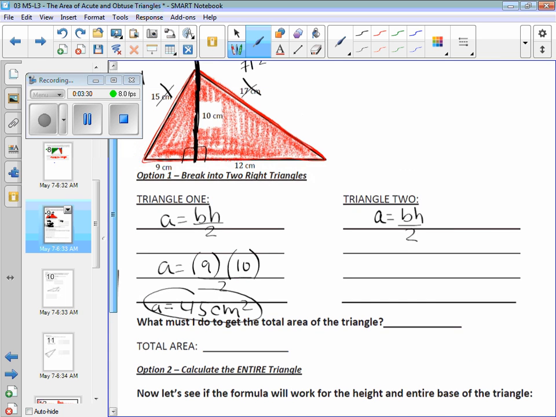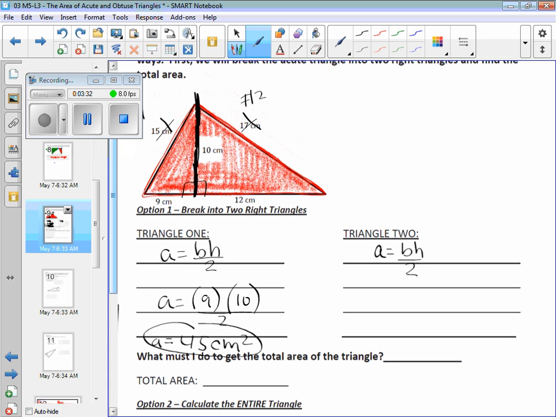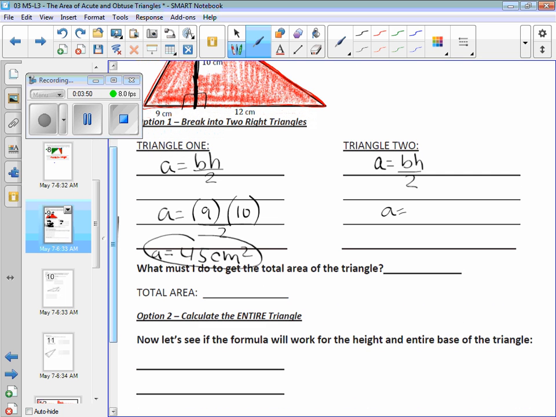Now, what's great about this, when you split it up into 2 separate triangles, they share the same height. Does everybody see that they share the same height of 10? Yeah. The bases are different. The height's not. What's the base now? Because it's different. Kyan. Right, it's 12. And the height is the same, which is 10.